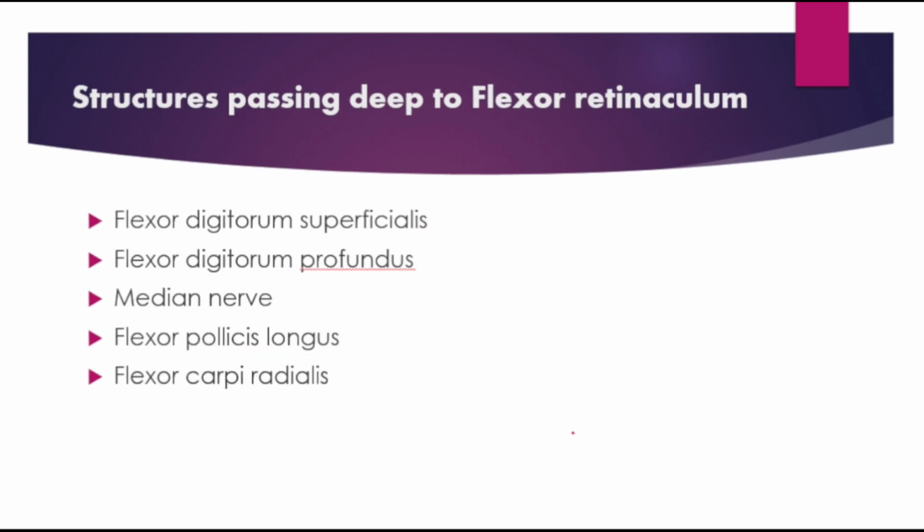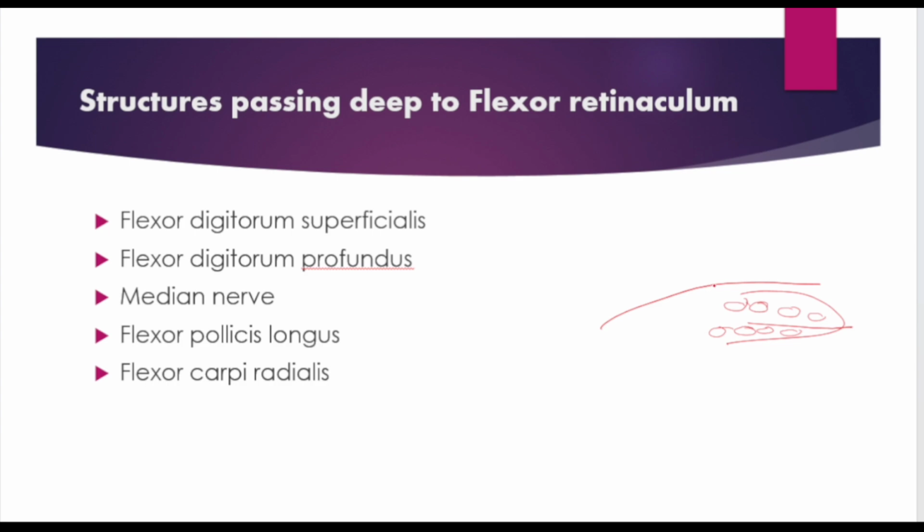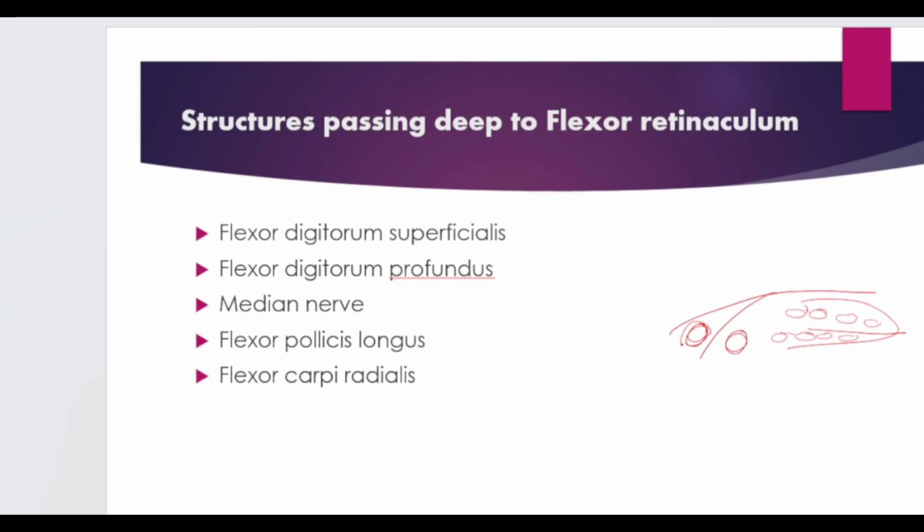Now, structures passing deep to the flexor retinaculum. We have seen in the diagram there was the ulnar bursa and the tendon superficial to it was flexor digitorum superficialis, and the structure below this was flexor digitorum profundus. Two are done. This was the flexor retinaculum. There was the partition. This one is the flexor carpi radialis, and this is the flexor pollicis longus. These all are done. And here was the median nerve. We have learned this. No need to mug up.